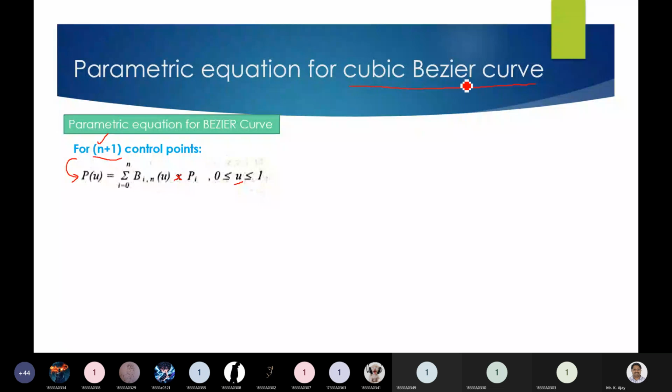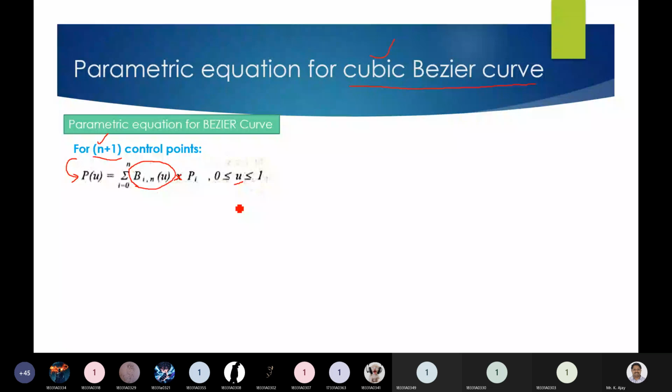So as a cubic equation, if you want to understand the cubic Bezier curve, the order of the equation is cubic, so n is equal to 3. So the parametric equation will become sigma i is equal to 0 to 3, B i 3 of u multiplied by P i. Here i is a variable, and n is a fixed one, n is equal to 3. This B i n of u is called the Bernstein function.